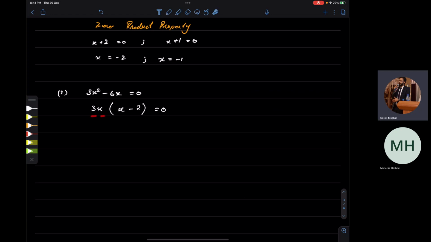If you look carefully, I've got three factors here: 1, 2, and 3. And all three factors equal 0. But again, I'm going to apply the zero product property.